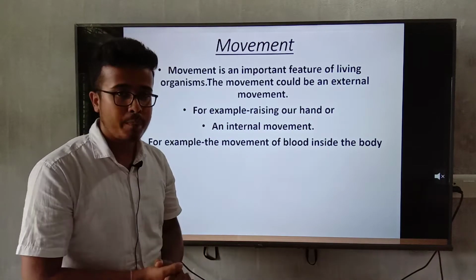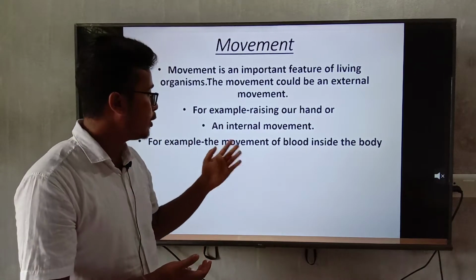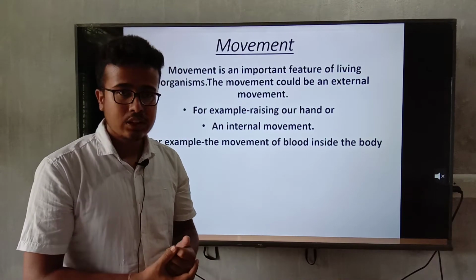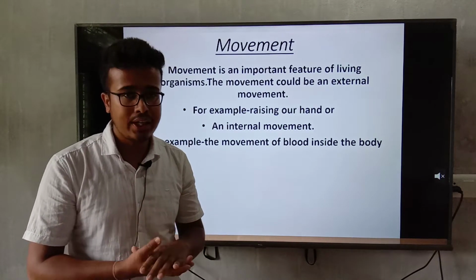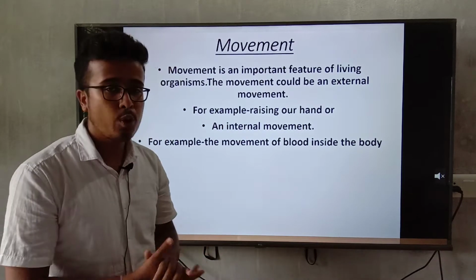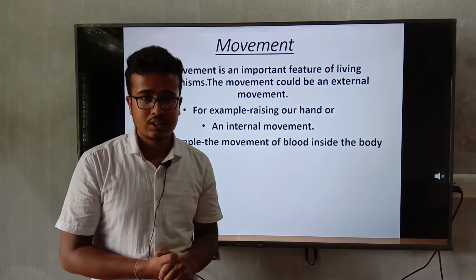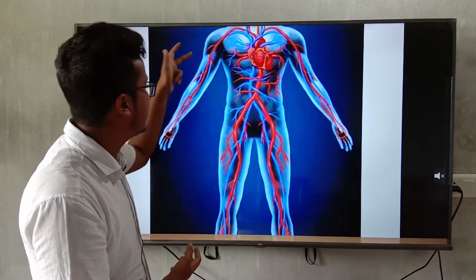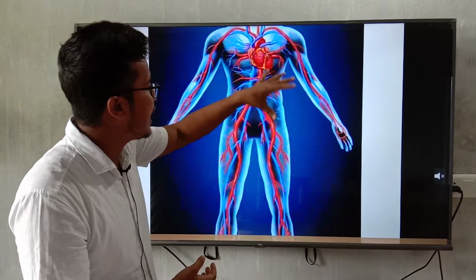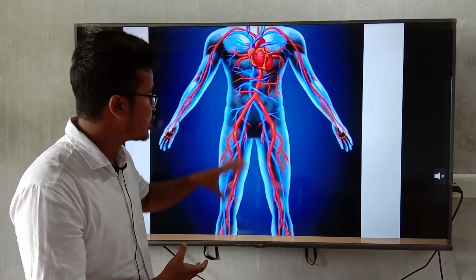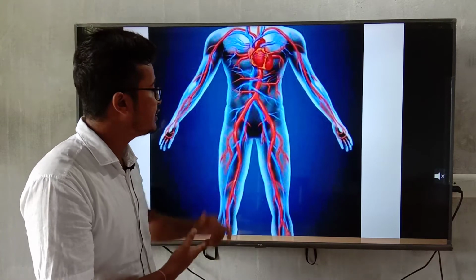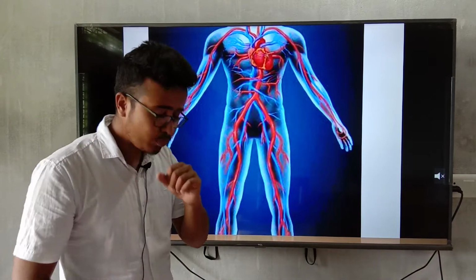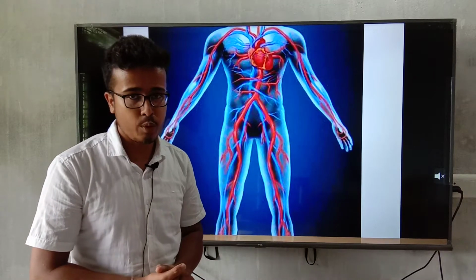Now internal movement means, for example, the movement of blood inside the body. The blood circulates in our body, in all our parts. That is called internal movement, isn't it? Now you can see this picture. Here the red veins carry the blood. This blood is transported all over our body. This is the internal movement. And external movement means, if I raise my hand, then this is external movement.